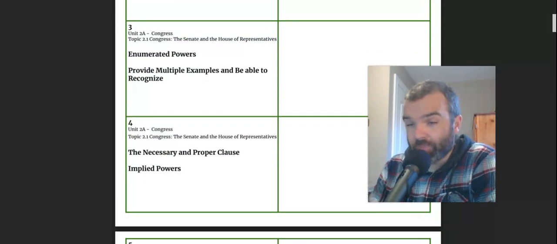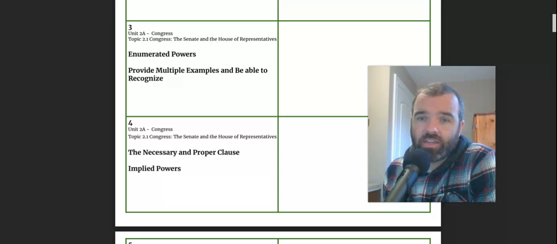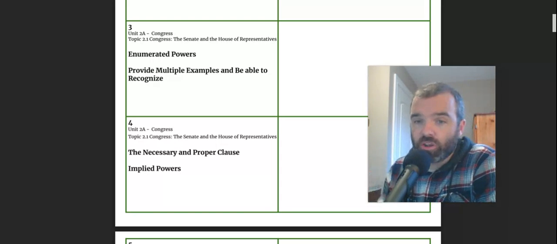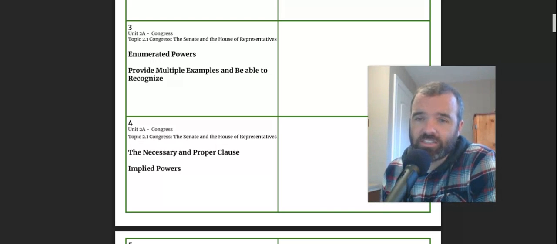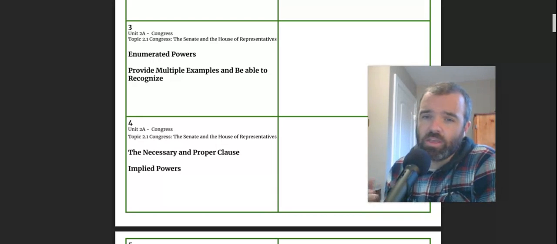A couple of vocabulary terms, related to concepts we've already covered. The idea of enumerated powers. Enumerated simply means kind of listed and defined explicitly in the Constitution. We've covered this, of course. So Article 1, Section 8 has enumerated powers of Congress. And this is a distinction with implied powers. So that's the next slide. So I won't go through the enumerated powers, but know that you need to recognize those and know that Article 1, Section 8 is where you find those.